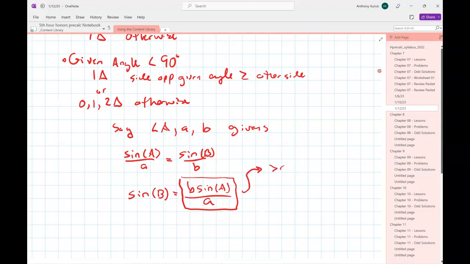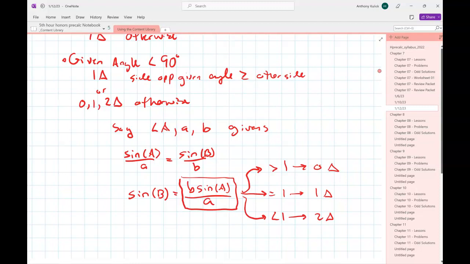So if that number is greater than 1, there's no triangle possible. If it's equal to exactly 1, there's 1 triangle possible. And if it's equal to something less than 1, I get 2 triangles possible. Does that feel good there?